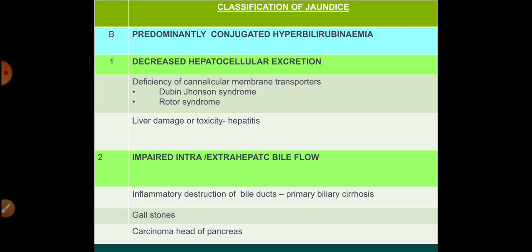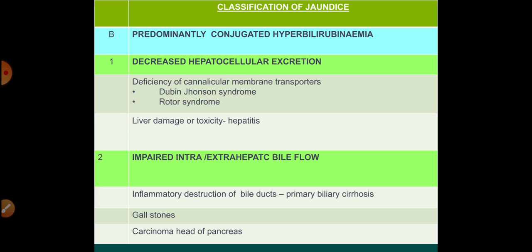Then classification of jaundice, continuation. Predominantly conjugated hyperbilirubinemia is seen in conditions where there is decreased hepatocellular excretion of the conjugated bilirubin, or due to impaired intra and extrahepatic bile flow. Decreased hepatocellular excretion of the conjugated bilirubin into the biliary canaliculi due to deficiency of bilirubin canalicular transport protein is seen in Dubin-Johnson syndrome and in Rotor syndrome.